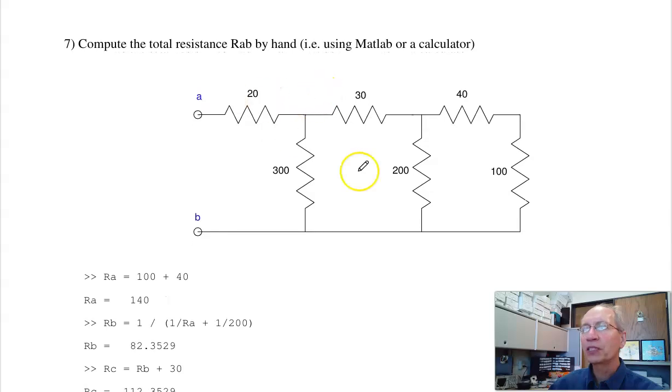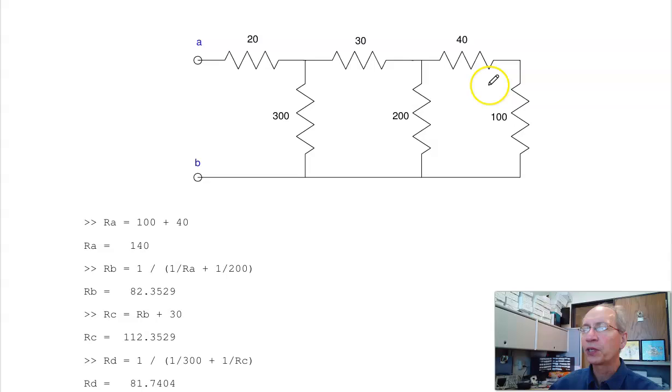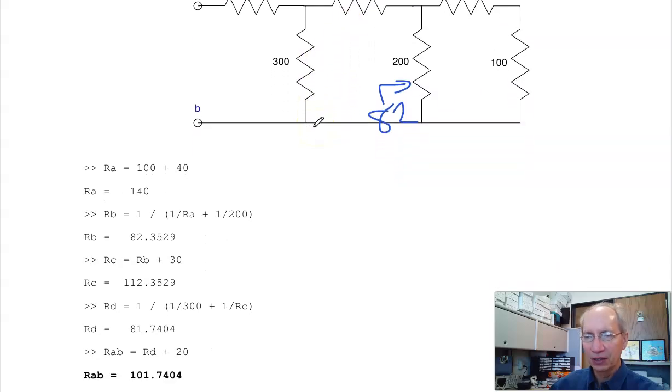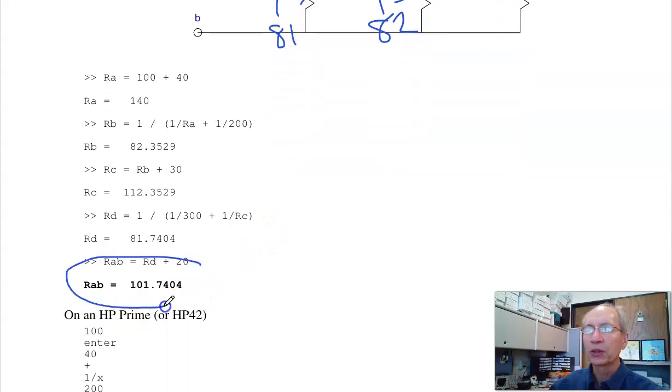Problem 7 is repeat for another circuit. I can do that in Matlab. 100 plus 40 is 140. In parallel with 200 is 82 ohms. So there's 82. In series with 30 is 112 ohms. In parallel with 300 is 81 ohms. In series with 20 is 101 ohms. So there's the total resistance.